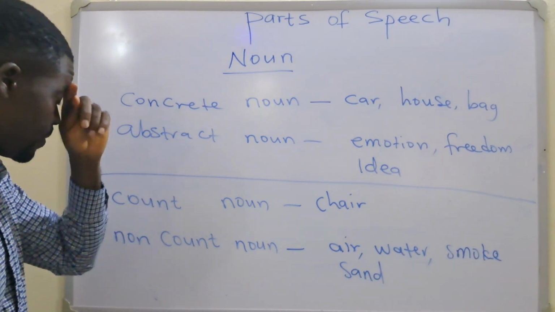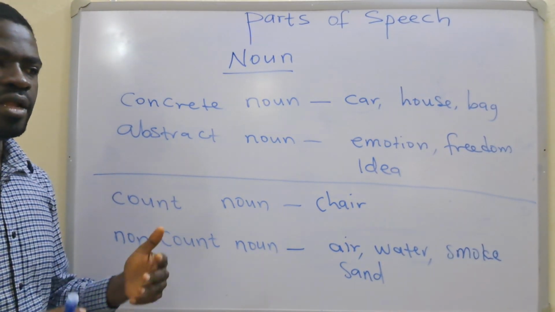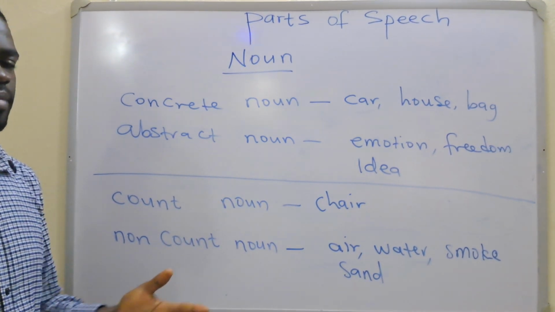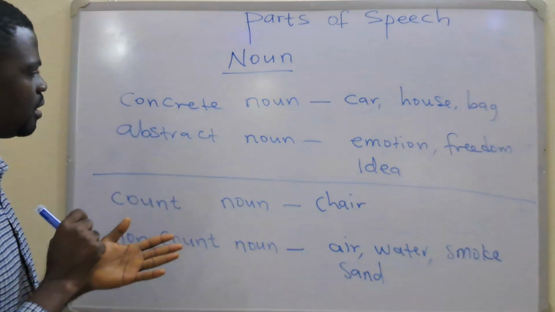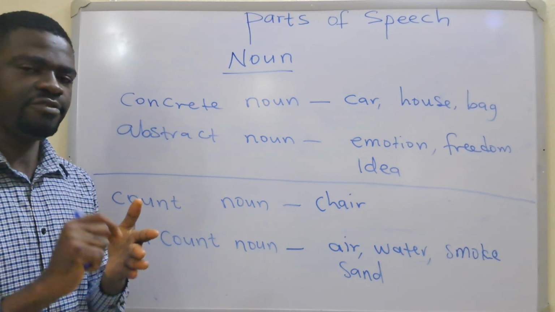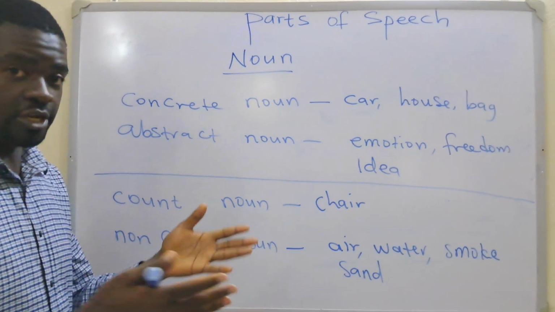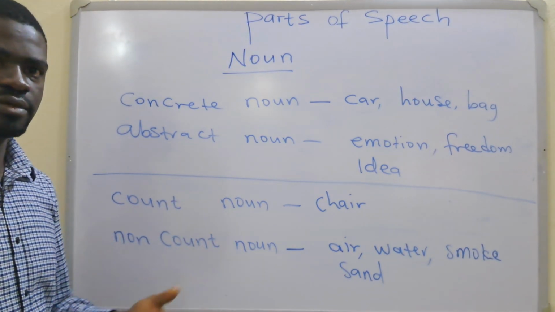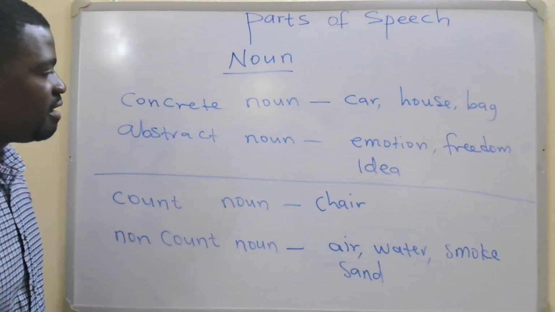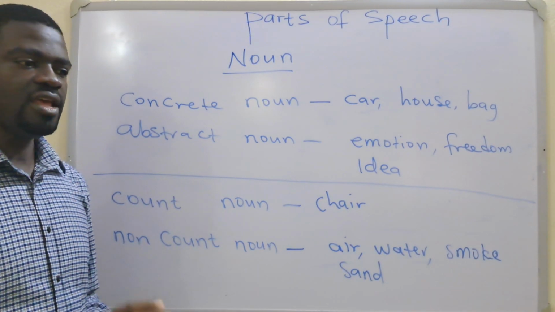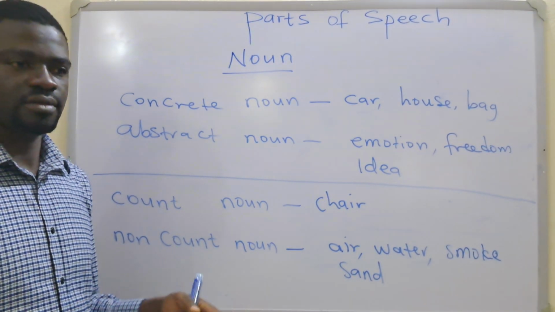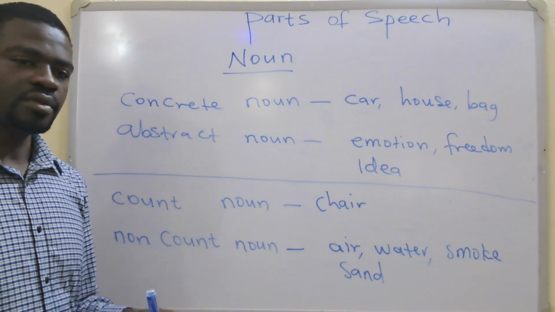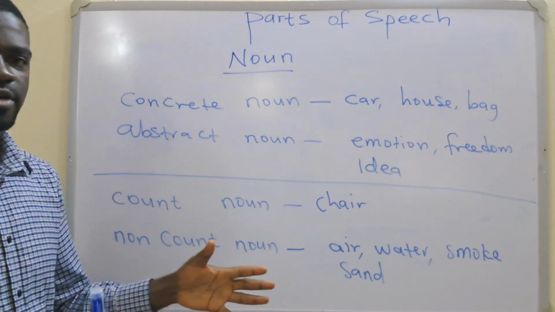Common nouns are nouns that refer to general things or people, not referring to a specific thing, just general. So you call that common noun. Then you have collective noun. This is a name given to a group of nouns. It could be a group of people, a group of animals, or forest. You have a group of trees, you call it forest.